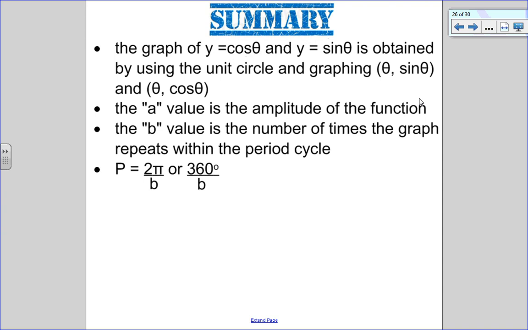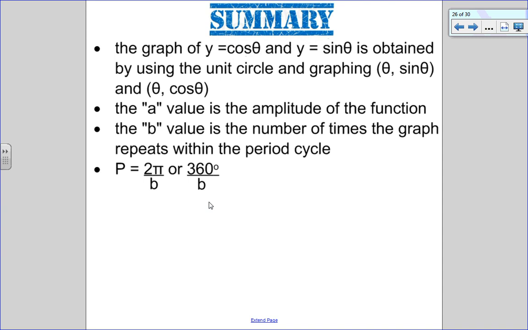B is the only one that doesn't have a special name in trig. You could say it's left out, or maybe it's special because it's the only one that stays the same. The b value is the number of times the graph repeats itself within the period cycle, also the horizontal stretch factor, used to figure out period. So period is 2 pi divided by b, or 360 divided by b, but again, b itself is not the period.